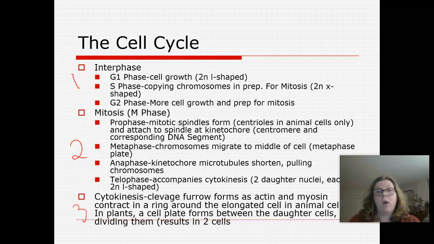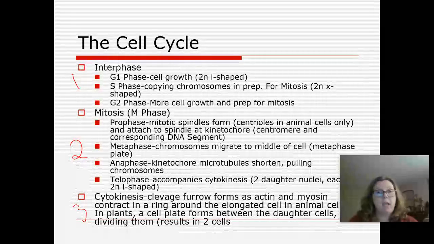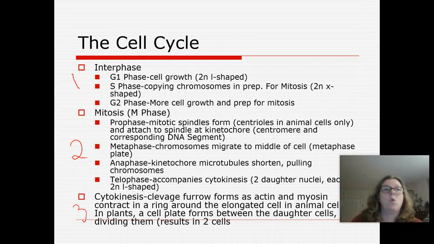Why gap? I don't know. I think of the G as growth, but it's technically the gap 1 phase. Now, in interphase, remember, we're not actively dividing, so the DNA doesn't look like chromosomes at this point. It would actually be chromatin. But if you saw chromosomes at this point, they would be this lowercase L shape, or unreplicated chromosomes. We haven't replicated DNA yet. Remember also that the cell has a complete set of DNA. This is what we call diploid.